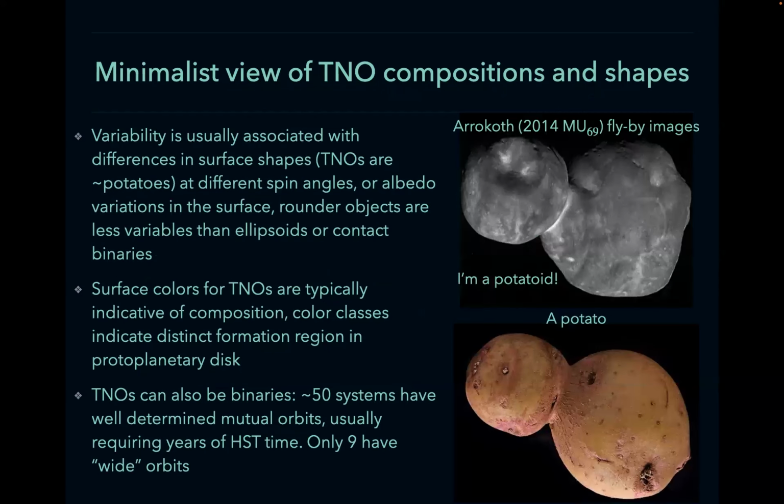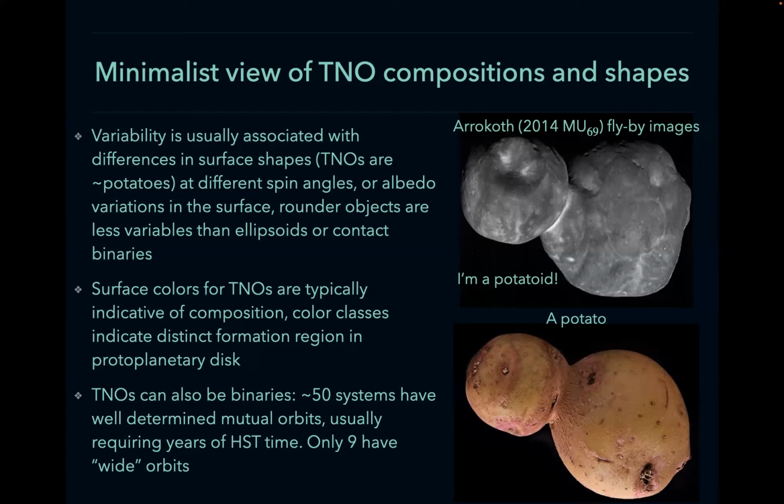And what do these objects look like? I've shown this first Arrokoth image, and this is a minimalist view of TNO composition and shapes. Their variability is essentially associated with the way their surface looks. A round object will be less variable than a potato, like Arrokoth, or an elliptical object.